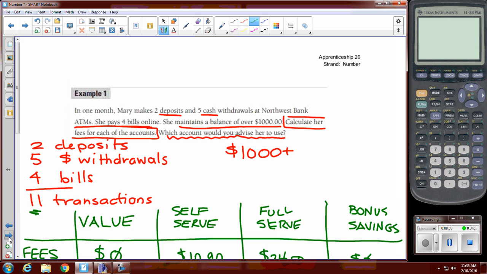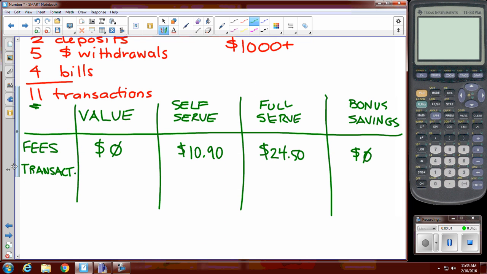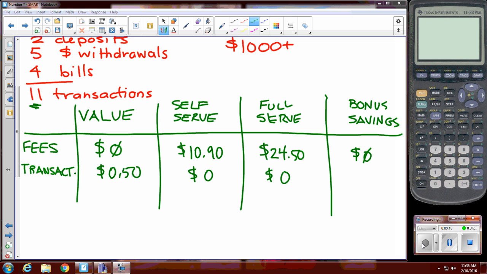So going back, she has 11 in the value added account. That's one over, so she's going to have to pay the 50 cents for this. Self-serve, she was allowed 25. Here, she was allowed 40, so she's not going over at all. And now on this bonus savings, she was 9 over. She was only allowed 2 transactions, and she had 11, so she's 9 over.